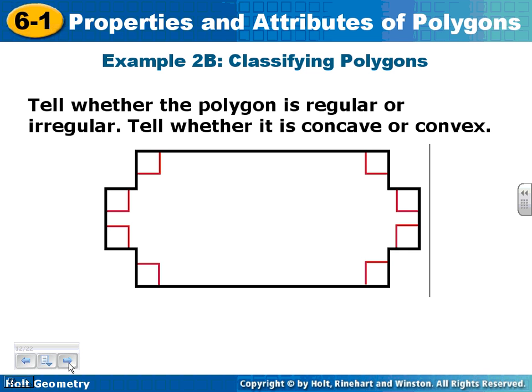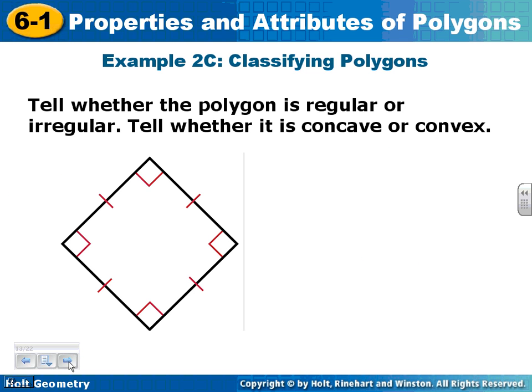Is this regular? No. Are all my sides congruent? No. So this one is irregular. Is it concave or convex? Well, if I connect my diagonals, like right here, you can tell that these corners are kind of caved in. And if I were to extend this side, you see how the extension goes into the interior? That means it's concave, because the corners are kind of sunken in a little bit. So concave is my answer there.